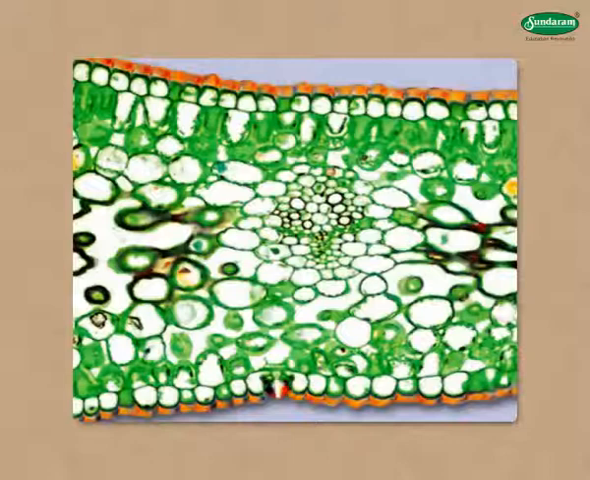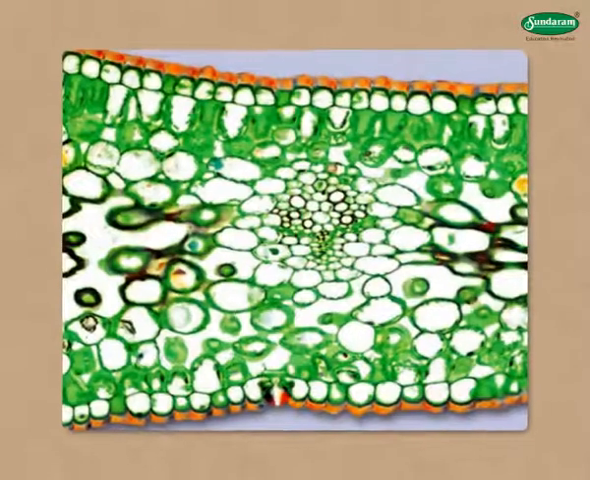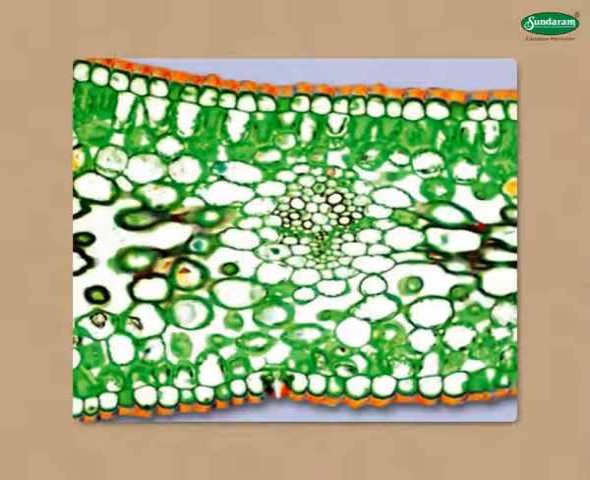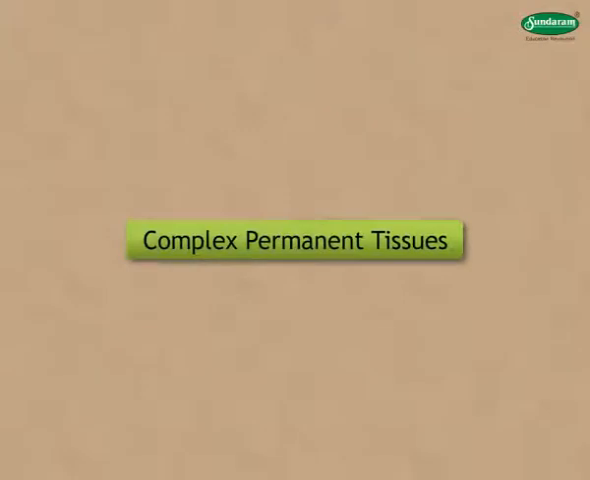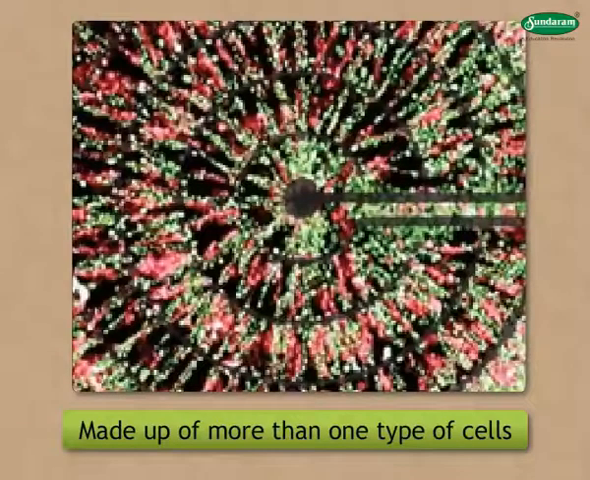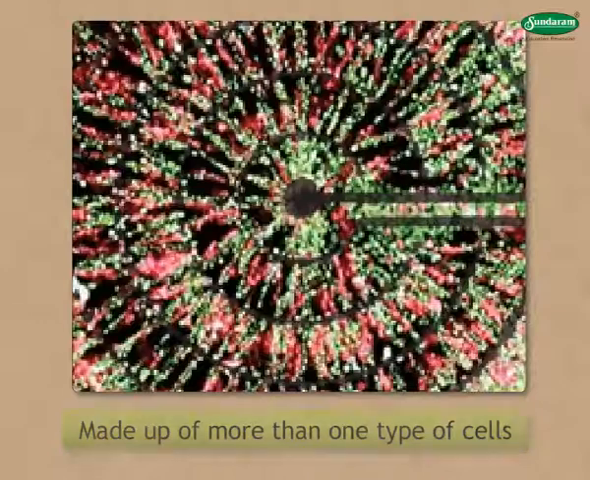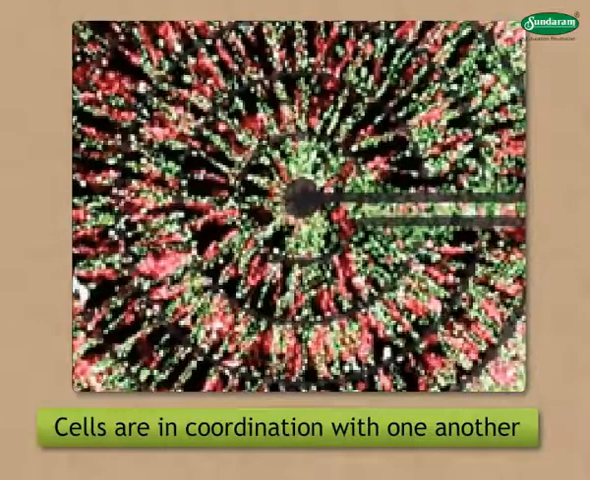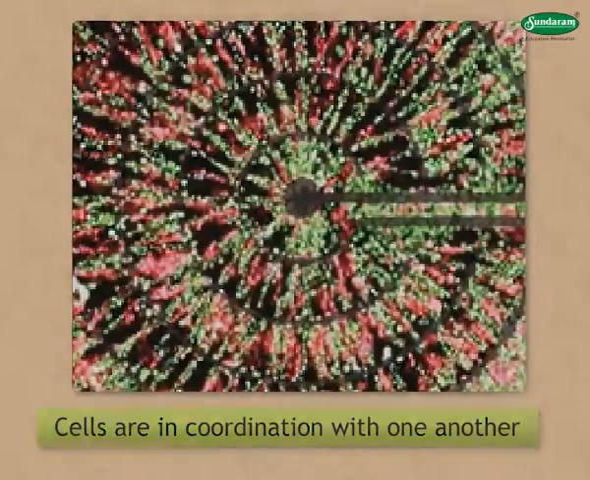Students, with this we have seen the details of simple permanent tissues. Now, let's see the complex permanent tissues. Complex tissues are made up of more than one type of cells. The cells are in coordination with one another.